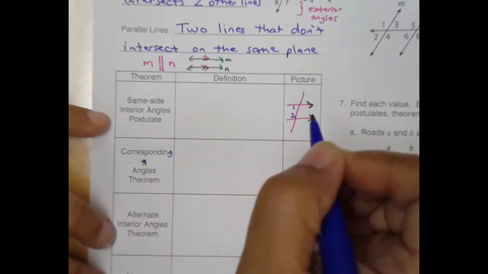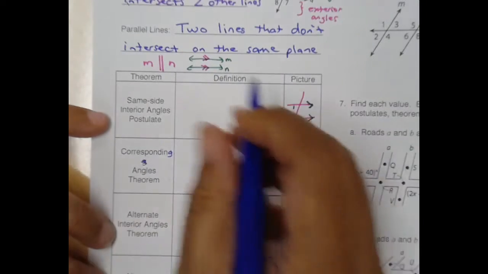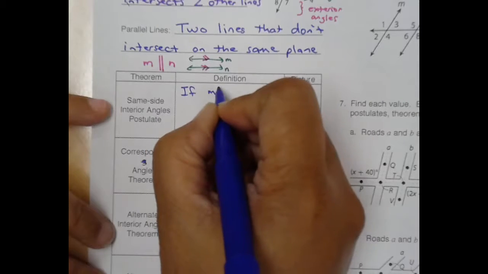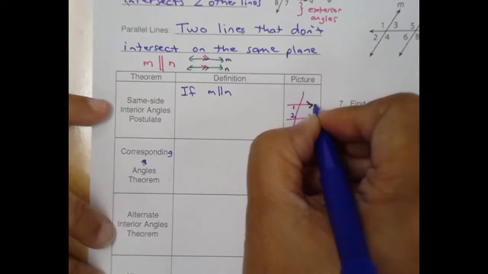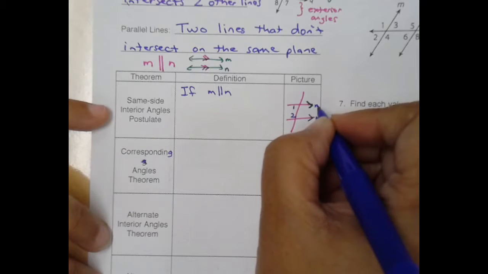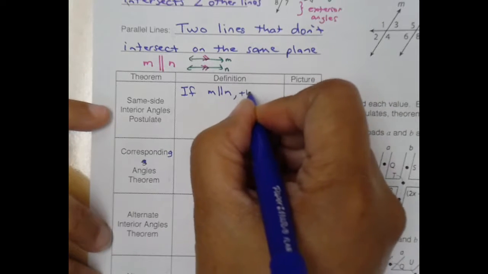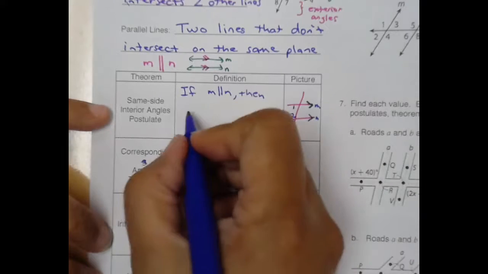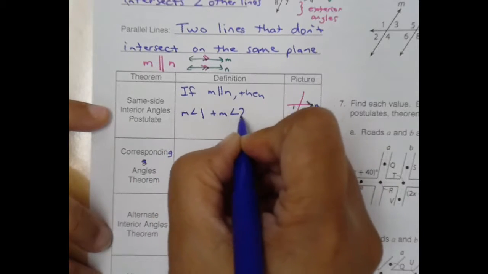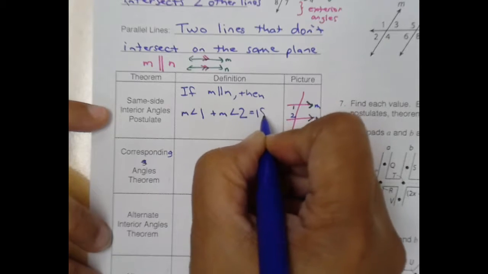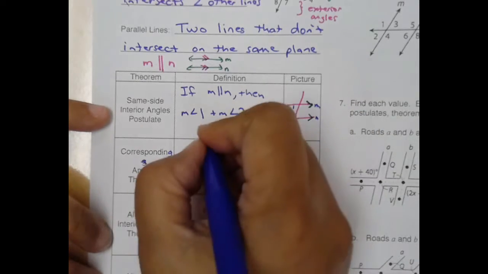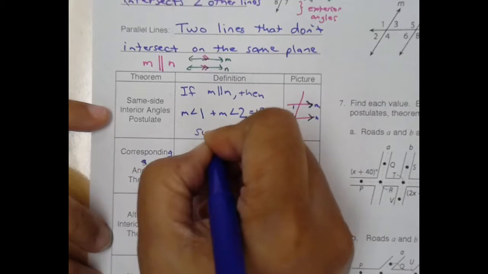And what's special is if the two lines are parallel, if M is parallel to N, so if this is line M and this is N, if they're parallel to each other, then the measurement of angle 1 plus the measurement of angle 2 actually equals 180 degrees. Another word for 180 degrees is supplementary.